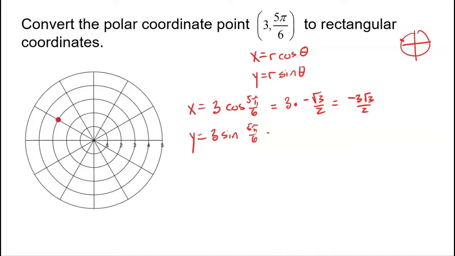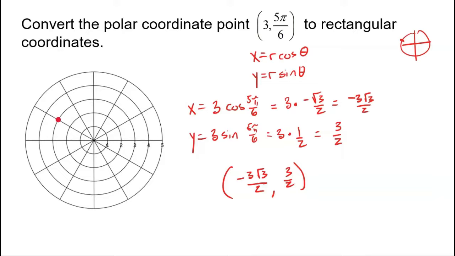All right, now for the y coordinate, we're going to take 3 times sine of 5 pi over 6, and sine of 5 pi over 6 is 1/2. So our y coordinate is 3/2. So in rectangular coordinates, we have negative 3 radical 3 over 2, comma, 3/2. And that should make complete sense. If I were to overlay a rectangular coordinate grid on top of this polar coordinate grid, that's exactly where that point would be. It would be left negative 3 radical 3 over 2 and up 3/2.